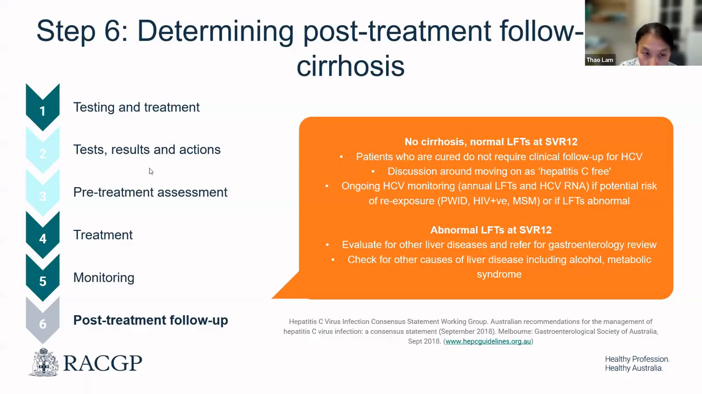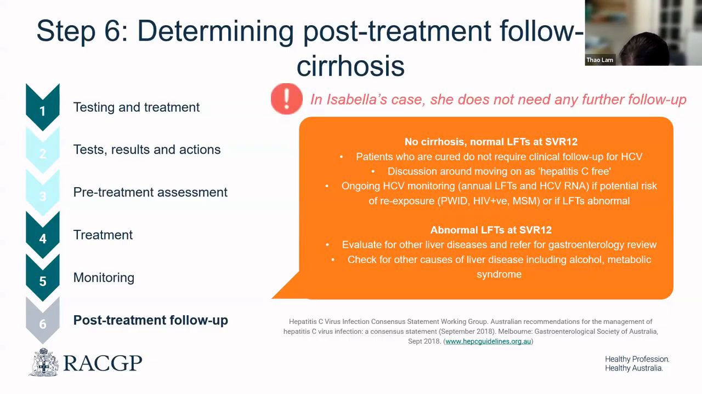For those patients who are cured but still have persistent abnormal liver tests, look for other causes of liver disease and refer. Be aware that the most common cause is going to be metabolic syndrome or associated fatty liver or alcohol. So Isabella actually had normal liver tests and an SVR12. She doesn't require any more follow-up.